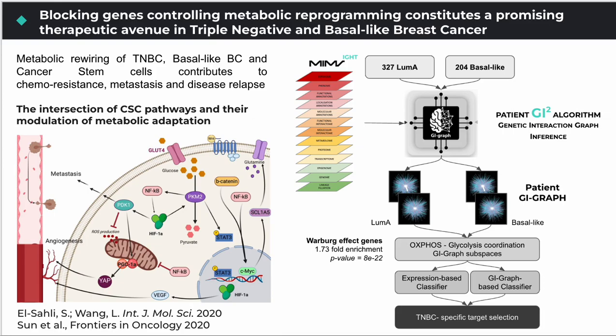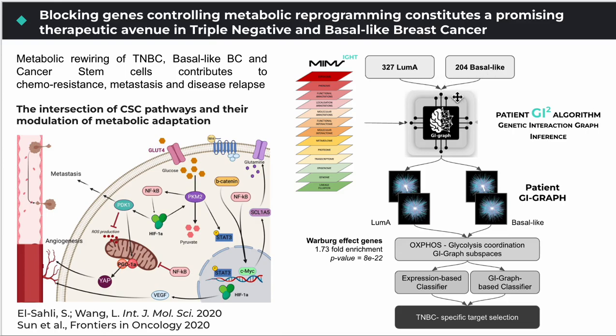And for that, we developed a new methodology based on MIMs, infer genetic interaction graph. Briefly, we retrieved transcriptomic and clinical data from breast cancer patients, 327 of luminal A and 204 of basal-like.